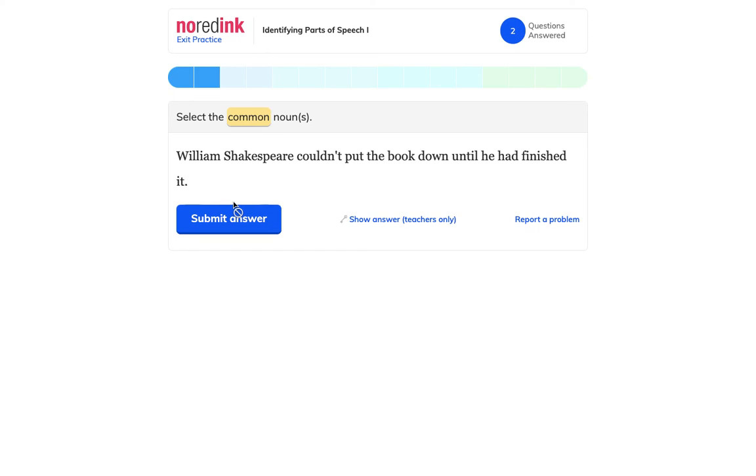William Shakespeare couldn't put the book down until he had finished it. Put what down? A book. That is a thing, but it's not the proper noun title of a book.